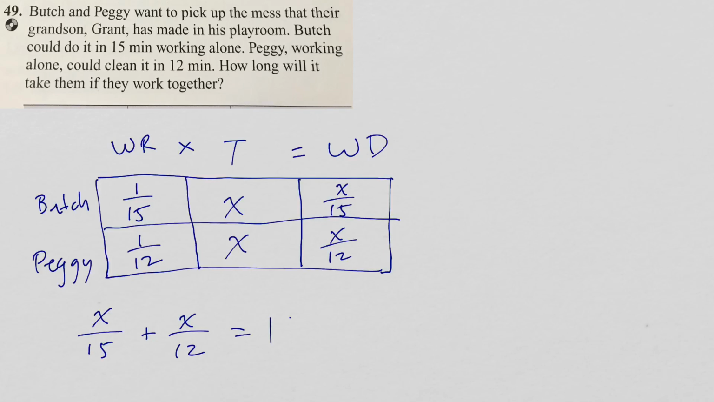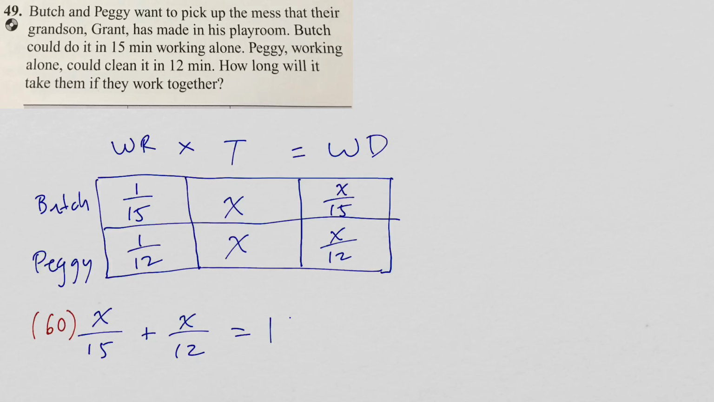Now, there's lots of ways to solve this, but I'm going to multiply by the common denominator. Well, how about if you can't see what the common denominator is, I think it's 60. In fact, I know it's 60.